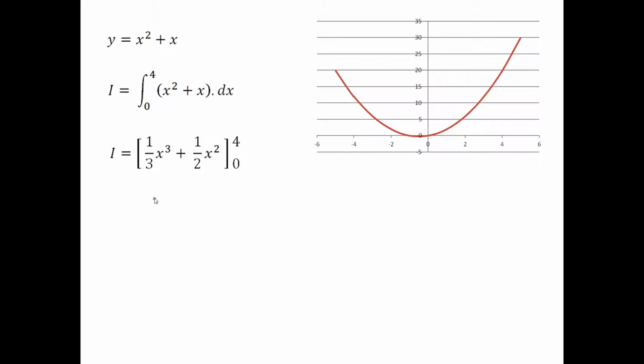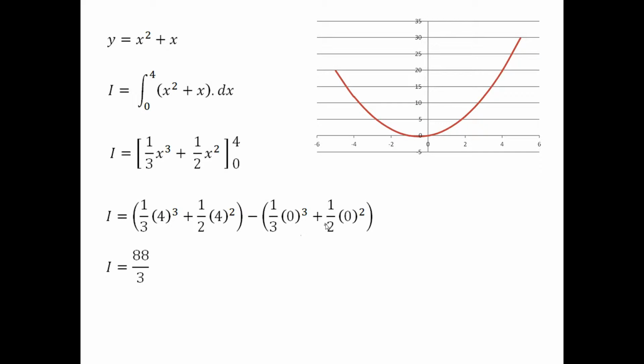Okay, so we would integrate as normal, giving a third x cubed plus a half x squared, but now it's in brackets. And it's in brackets because we haven't put the limits in yet. Now we'll move on, put the limits in, and we subtract. We'll put the 4 in both of the x's, and then we subtract the 0 in both of the x's from the 4. Right, because it says 0, it turns out to be I equals 88 over 3, which would give the area somewhere along here.